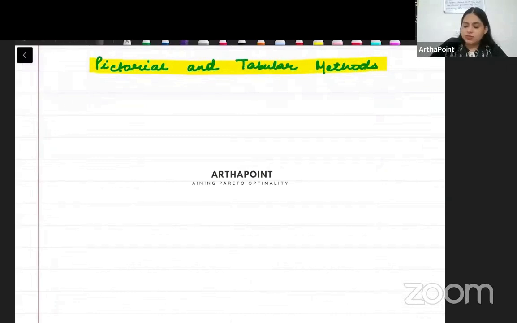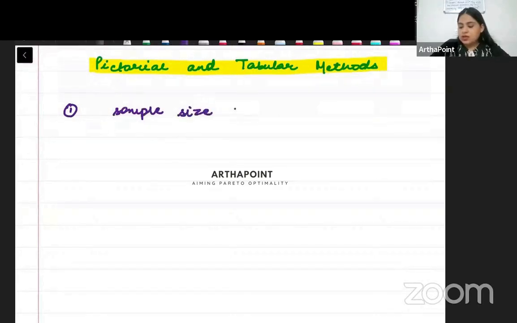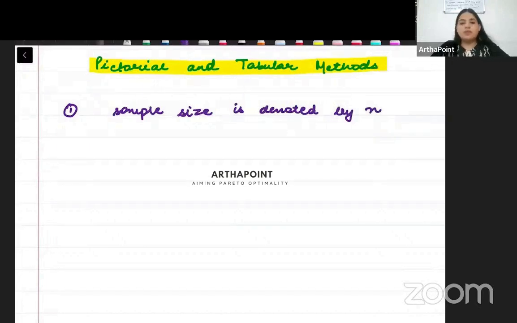So, beta, first symbol. The sample size is denoted by n. So, whenever you collect a sample, that sample size is denoted by n.